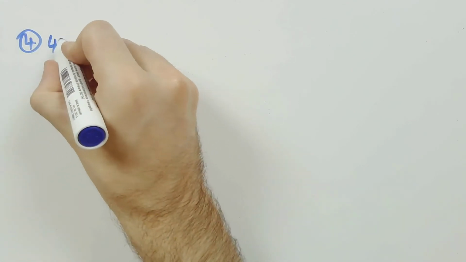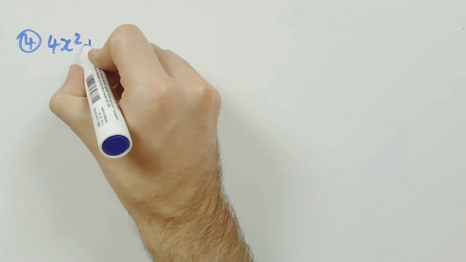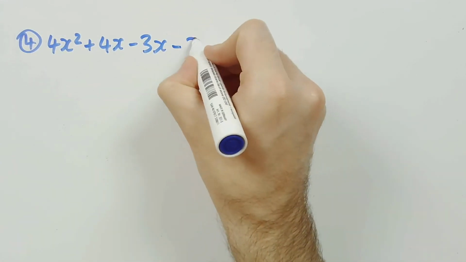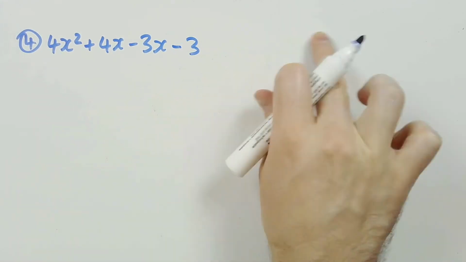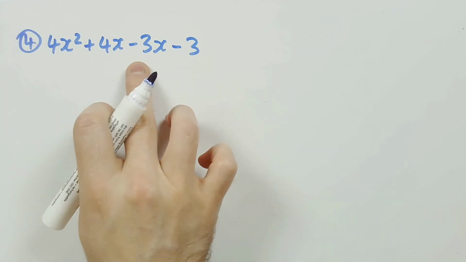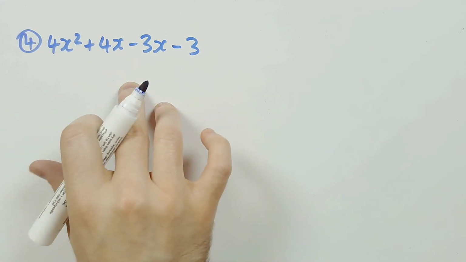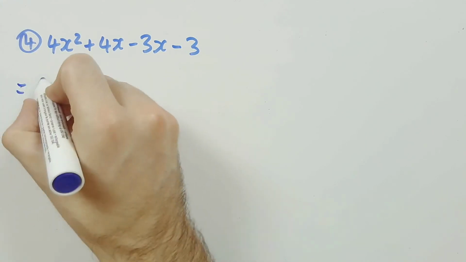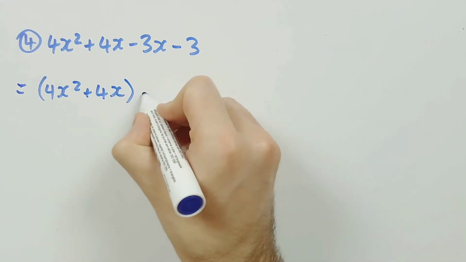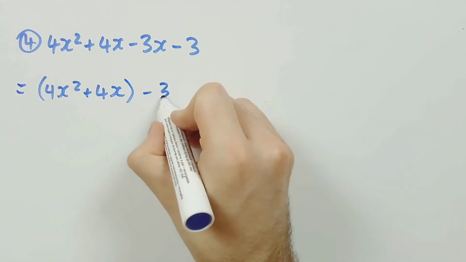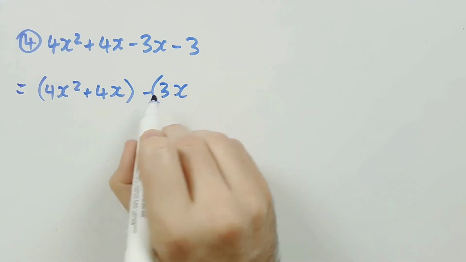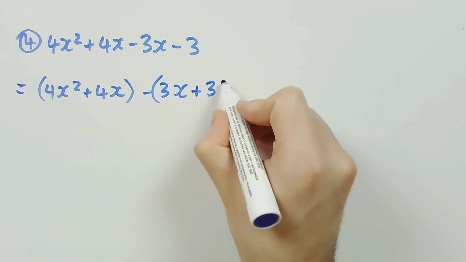So we have 4x squared plus 4x minus 3x minus 3. And as I mentioned in the previous example, we could go ahead and simplify this to combine the like terms. But as we did in the previous grouping pairs example, let's just take out some common factors. So we'll write 4x squared plus 4x as one term, and then minus 3x. And now because we're taking out a negative here, this needs to become plus 3 in this side.